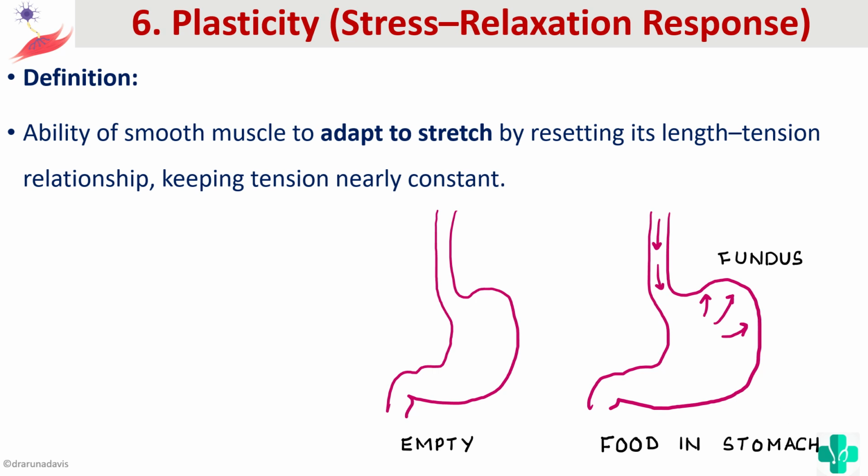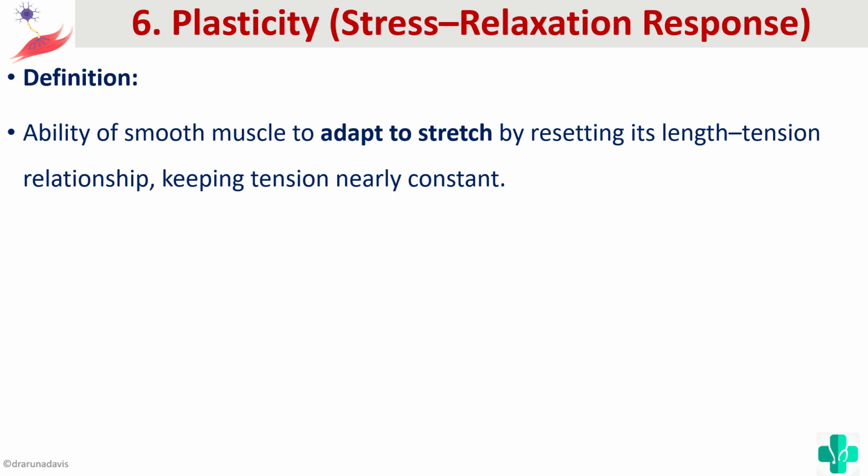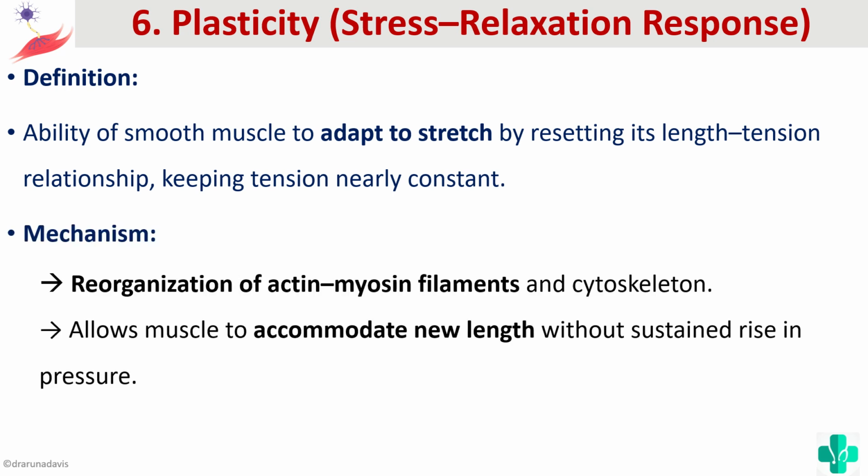As the bladder fills up, initially the tension increases, but then the actin and myosin will reorganize themselves so that the tension remains constant, but the length actually increases so that the pressure inside can remain constant. So that is called plasticity. The mechanism is by reorganization of the actin-myosin filaments and the cytoskeleton, which allows the muscle to accommodate the new length without a sustained rise in pressure. So that is the unique property of smooth muscle, plasticity.